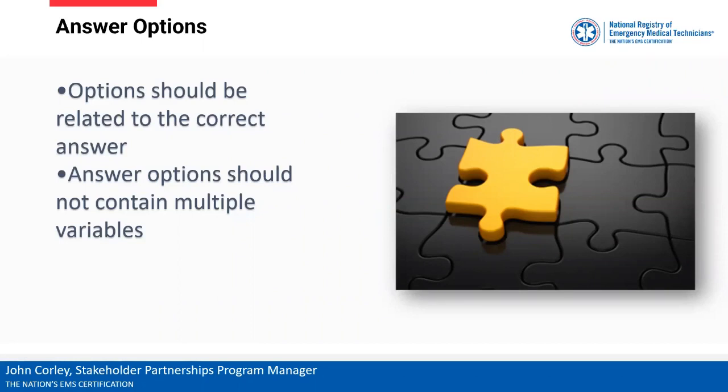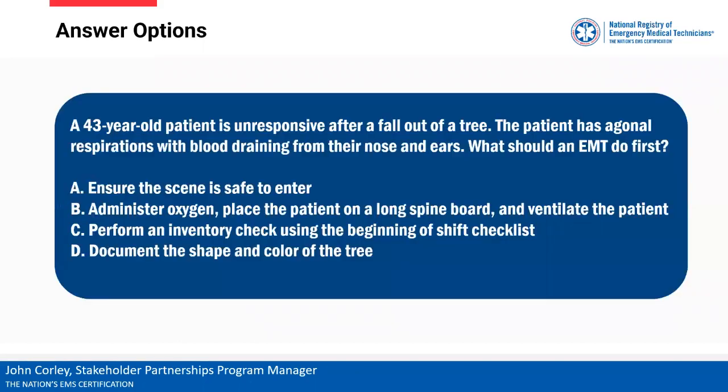Your answer option should not contain multiple variables, and that's kind of weird to say without seeing an example. So on the next slide, I have an example of what multiple variables would look like as an answer option. I'm going to point that out on B here. Administer oxygen, place the patient on a long spine board, and then ventilate the patient. If you find yourself writing out 3 or 4 different steps, you're going to wind up in a situation where all of your answer options look like that. And it's going to confound your student, or the candidate in our case.